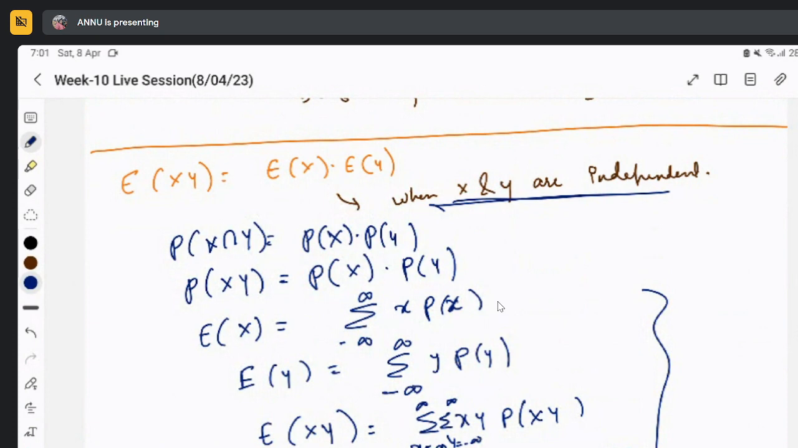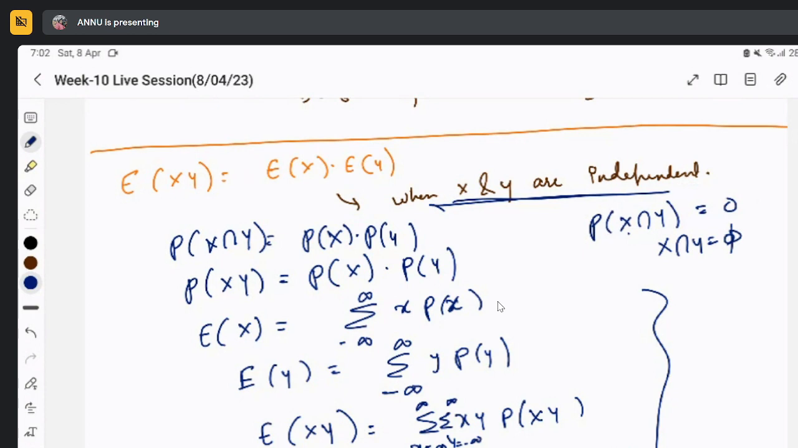One more thing. What is the value of P of x intersection y when these are mutually exclusive? When x and y are mutually exclusive, then this is phi, the null event. So x intersection y is phi and its probability is 0. So this is the difference between mutually exclusive and independent events.